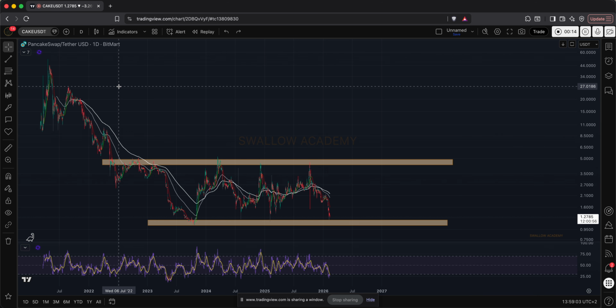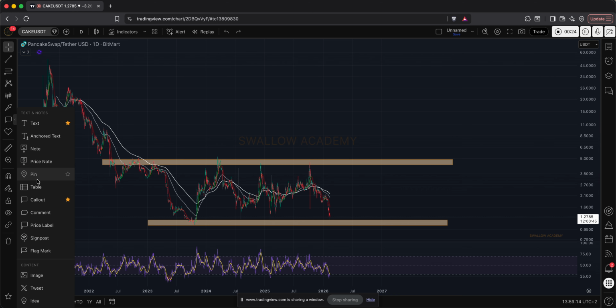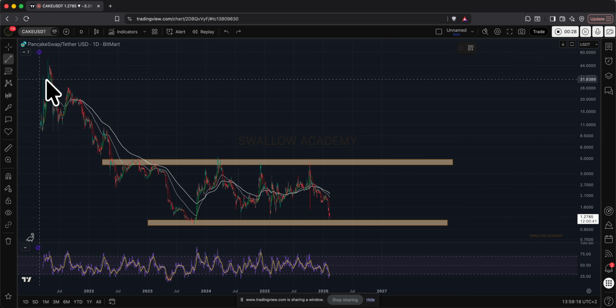Basically, today, as mentioned, we are taking a look at the Cake coin and wanted to start with the bigger time frame, the overall picture, where last time price was in its peak areas, of course the previous all-time high during the bullish market.